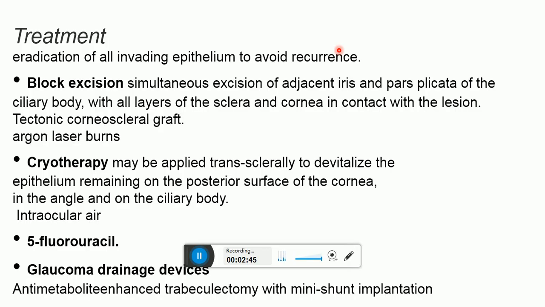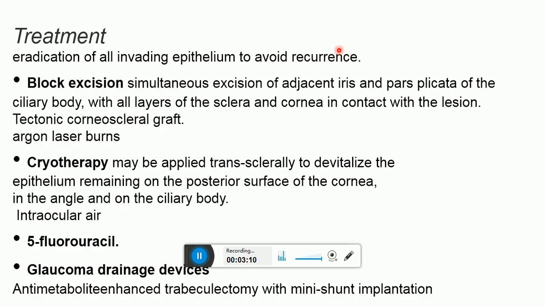Intracameral 5-fluorouracil has been tried with variable results. There is some evidence that intravitreal injection of methotrexate, 400 mg divided by 0.1 ml every 2 weeks for 6 cycles, so injection of methotrexate can lead to successful resolution of the ingrowth.